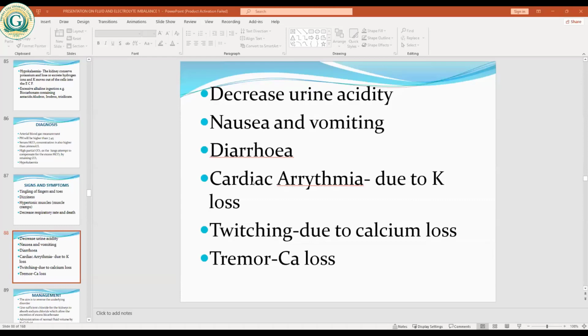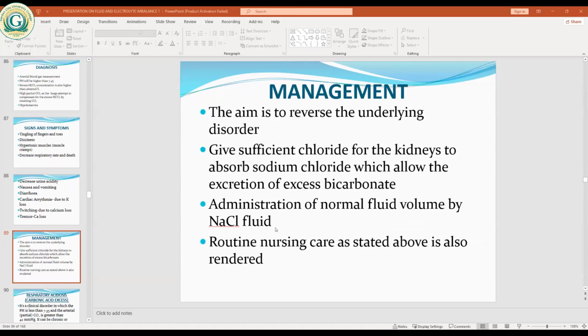Twitching due to potassium. As you are losing potassium, you're also losing calcium. So once you lose calcium together with potassium, there will be twitchings here and there, or tremors because of calcium loss. How do you manage the condition?